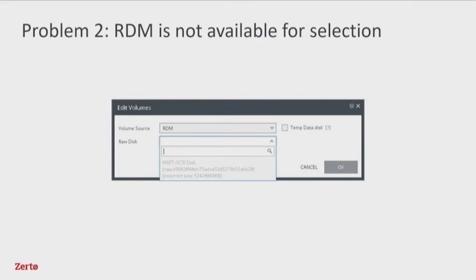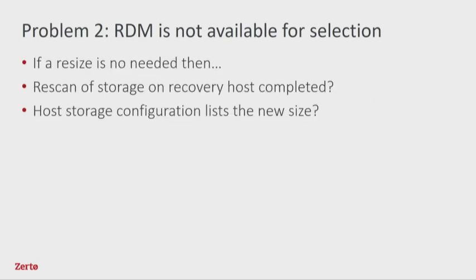And this value actually indicates the size of the recovery side. So this would be the incorrect size, to allow you to go back to your protected VM and compare those sizes and see what you'd have to do to adjust. So the easy answer there is if you did need to adjust, you just need to resize that LUN to match up with your protected RDM. The less obvious might be, again, if you need to do a rescan of storage on that recovery host. And then also, again, make sure that that host storage configuration lists the new size after you've resized it to make sure that it matches up with what your protected RDM would be.